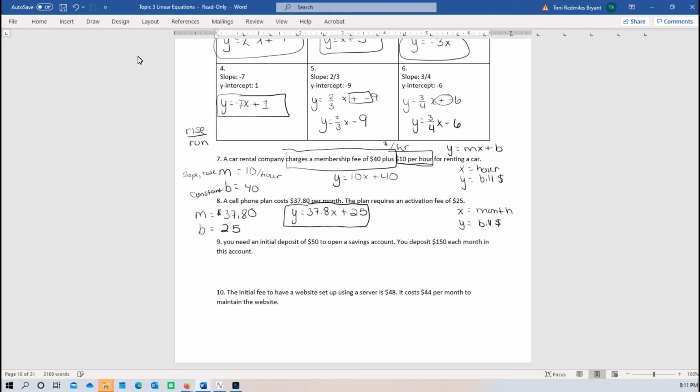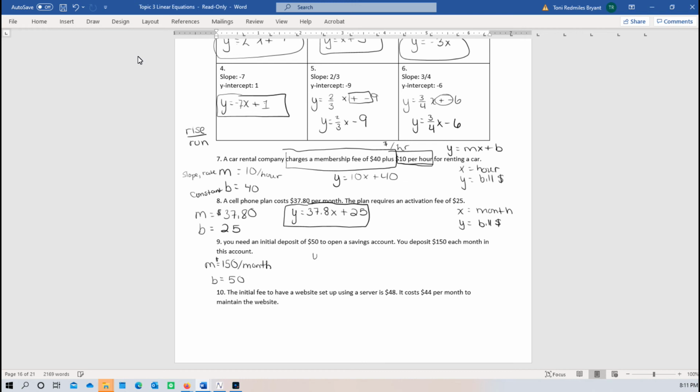You need an initial deposit of $50 to open a savings account. You deposit $150 each month in the account. All right, so I know to start it, I gotta have that $50, and for right now, I'm not taking anything out. I'm just putting stuff in. I'm just putting $150 each month. So money over months.